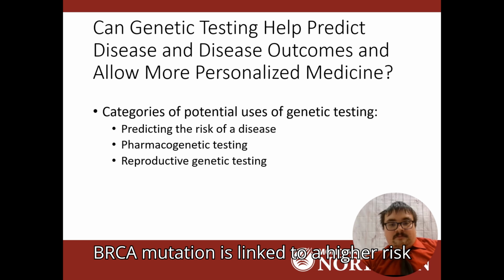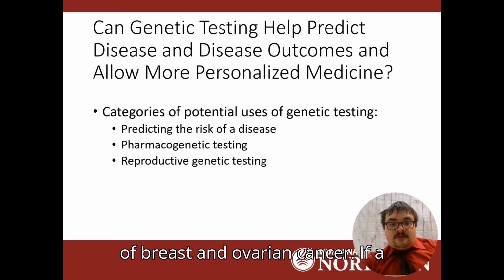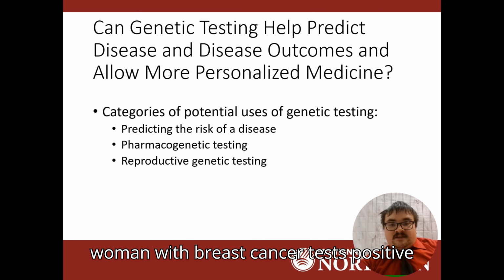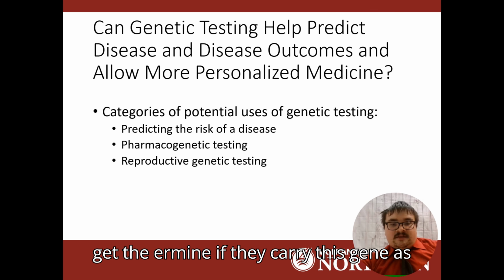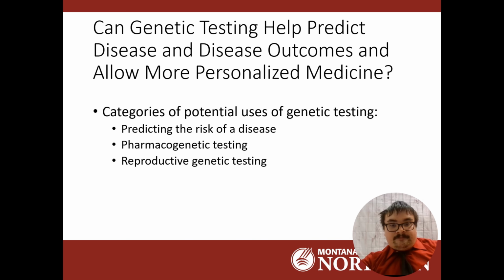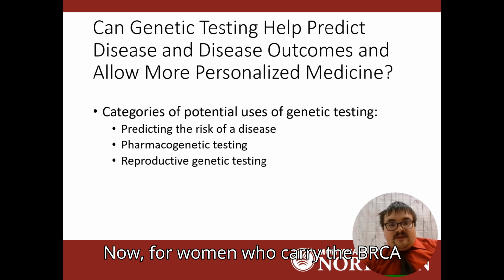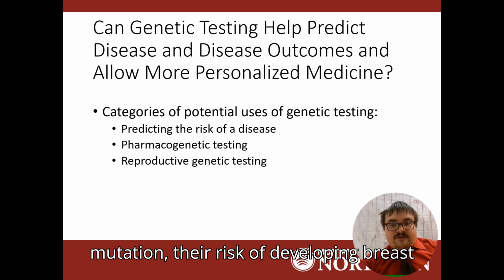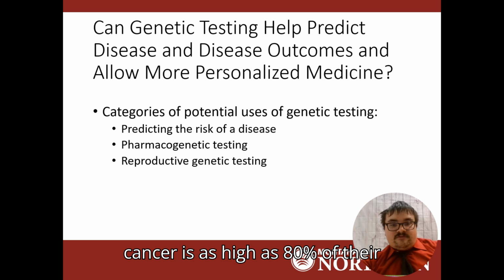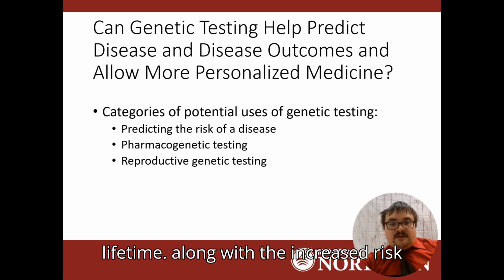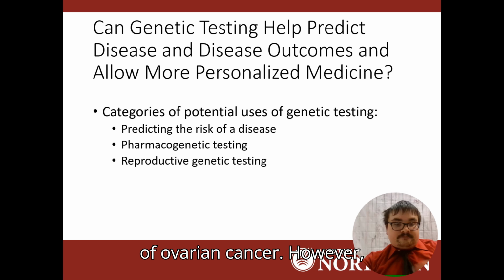For example, the BRCA mutation is linked to a higher risk of breast and ovarian cancer. If a woman with breast cancer tests positive for the mutation, her family members can determine if they carry this gene as well via that test. Now, for women who carry the BRCA mutation, the risk of developing breast cancer is as high as 80% over their lifetime, along with the increased risk of ovarian cancer.